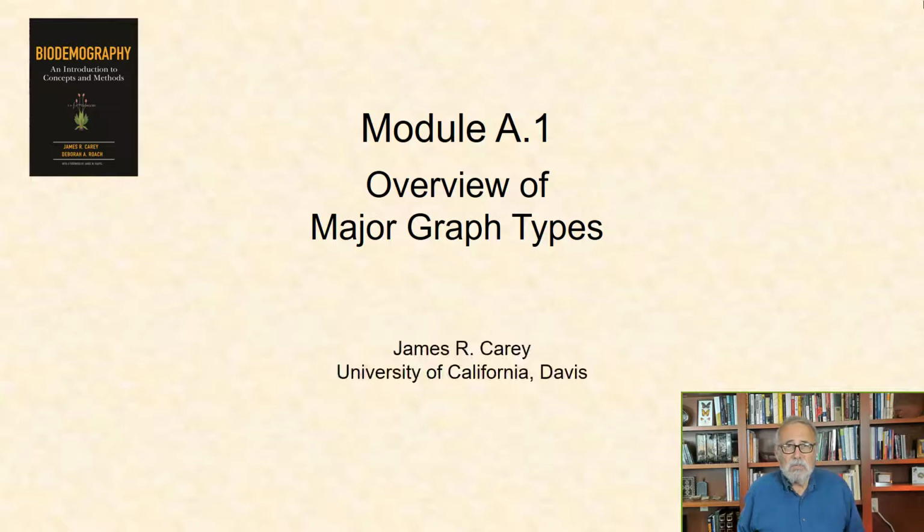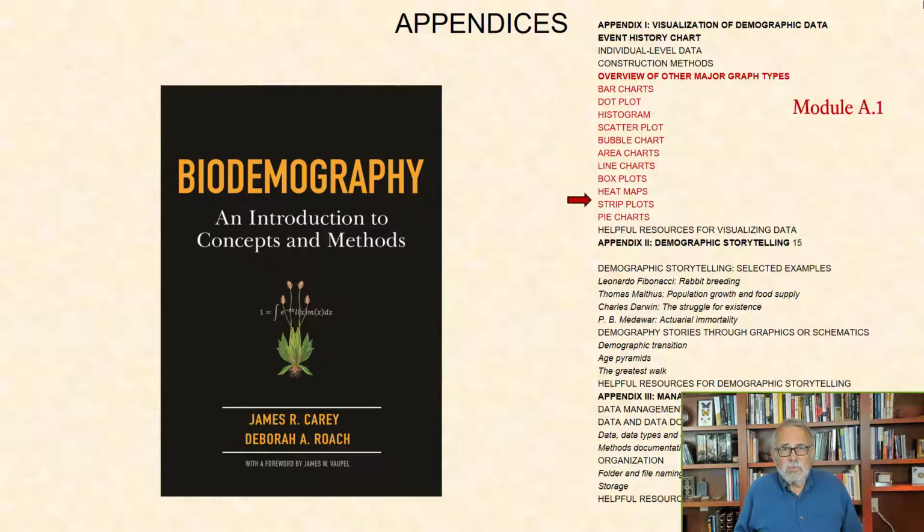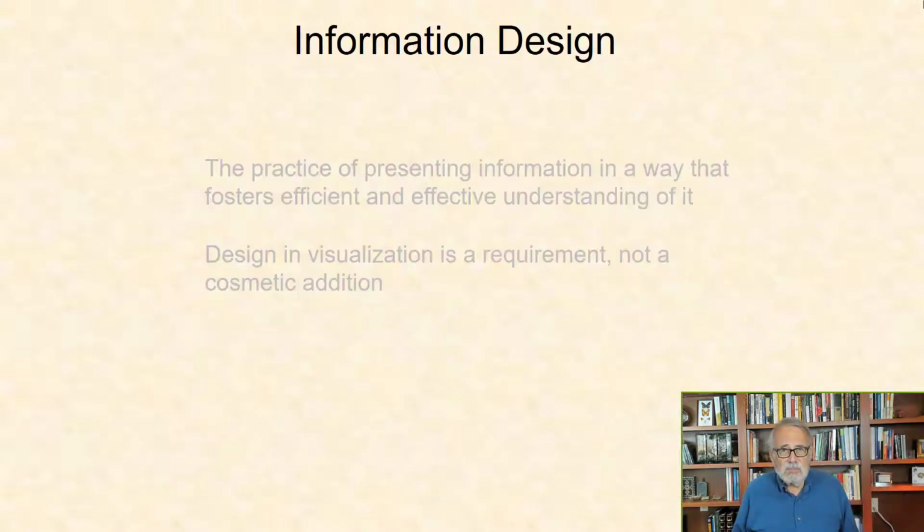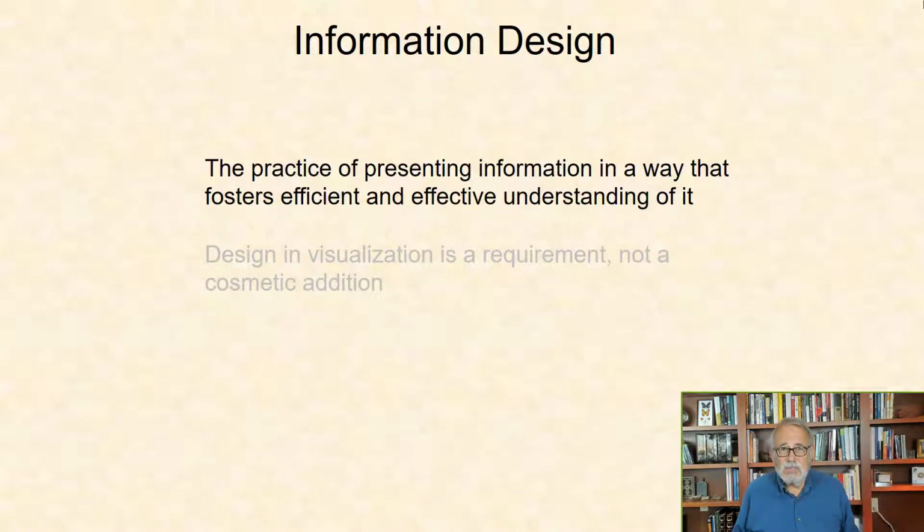In this first module of the appendix, Module A1, I define information design, briefly discuss the concepts involved in visualizing data, and give an overview of 12 of the major graph types used in science. Information design is the practice of presenting information in a way that fosters efficient and effective understanding of it.